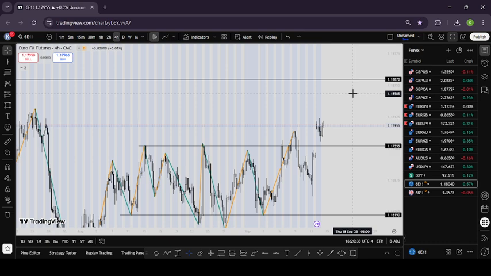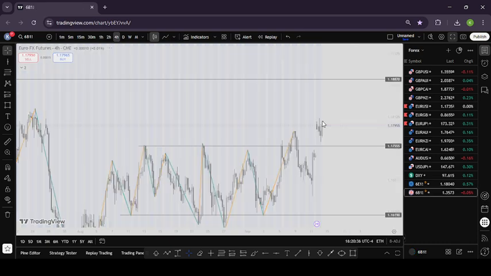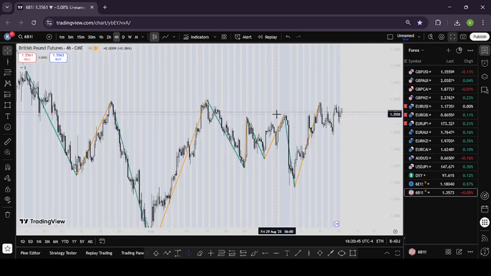Okay, similar for the pound. The pound had a consolidation phase since August as well. It finally had a change of structure and now it's gonna push up.